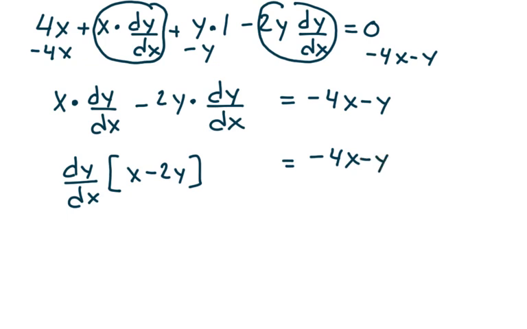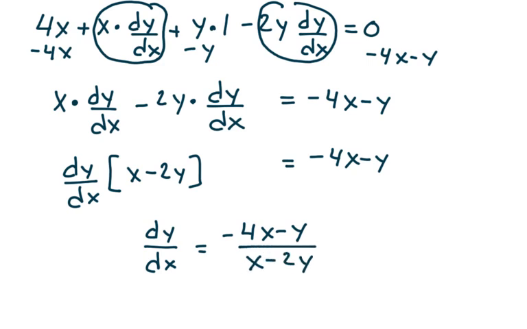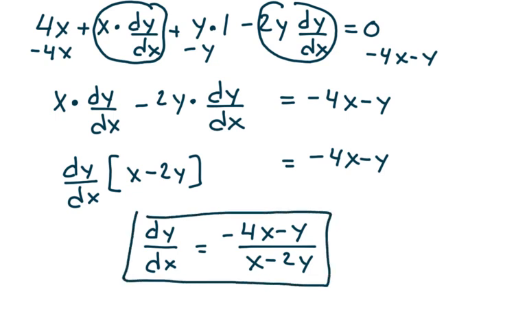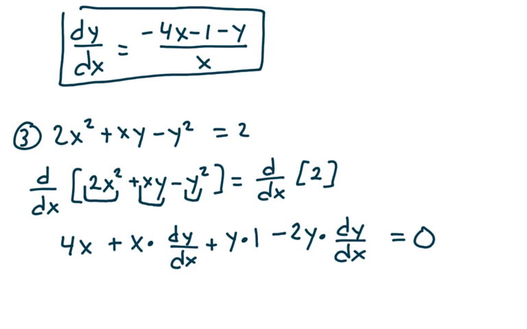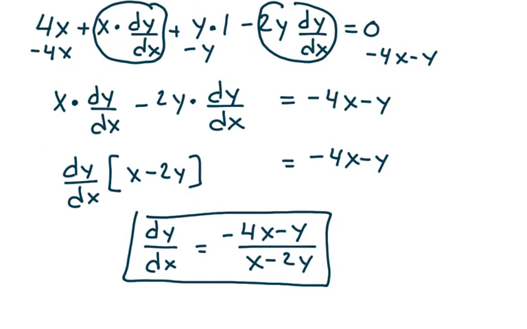And then to get dy dx by itself, I'm going to divide both sides by x minus 2y. And when I do that, I get dy dx is negative 4x minus y divided by x minus 2y. And you're done. We cannot go any further than this. And this was example 3. And with that, let's take a look at example 4.